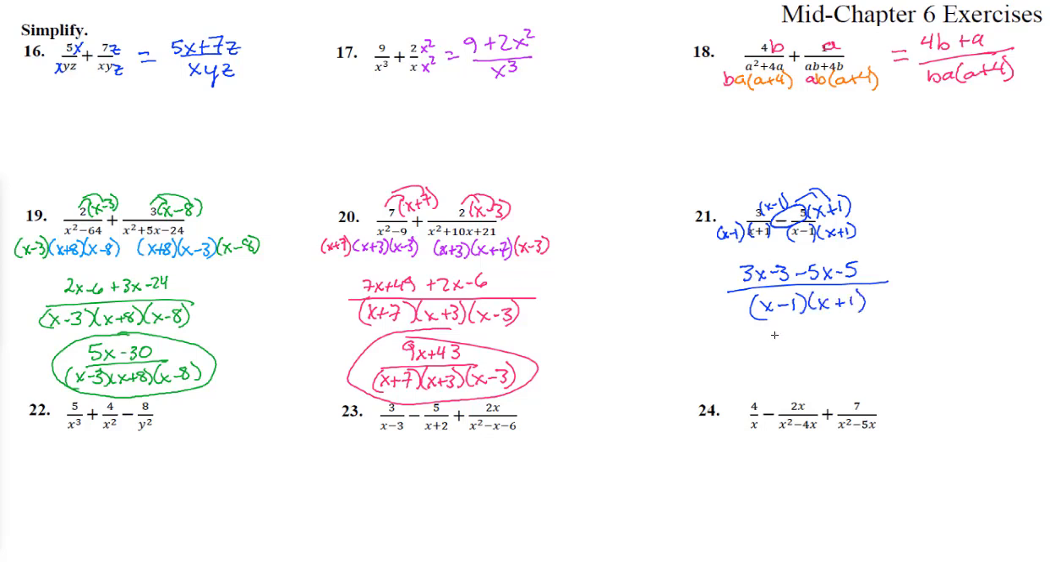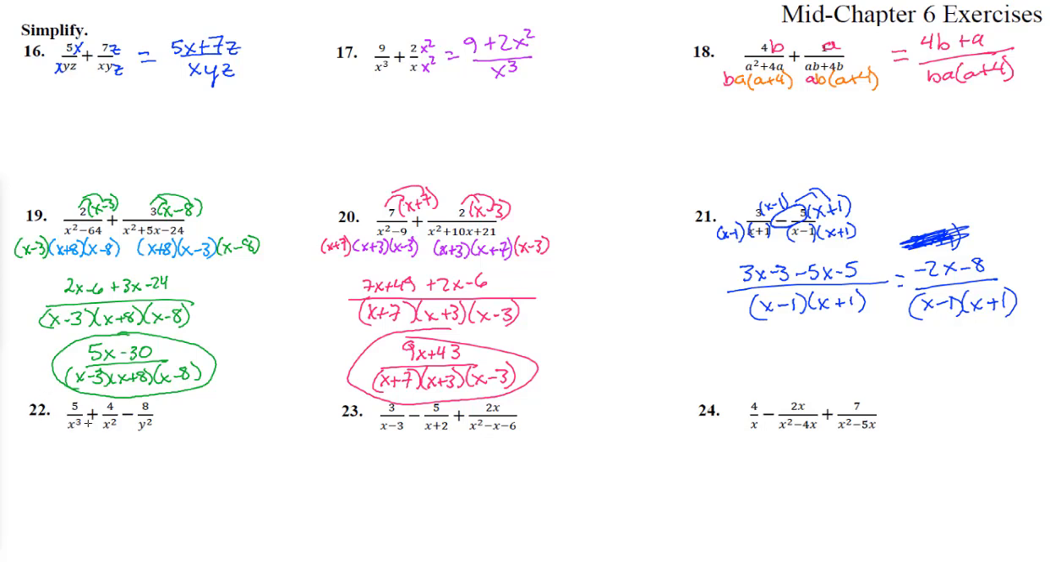3x minus 5x, that's negative 2x, right? Negative 2x minus 8 all over x minus 1, x plus 1. Any simplifying that we can do? Well, we could take a negative 2 out and get an x plus 4. But does that actually do anything? No, it doesn't. Alrighty, number 22.